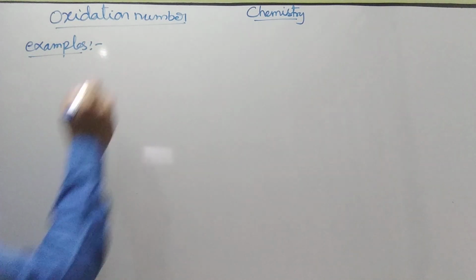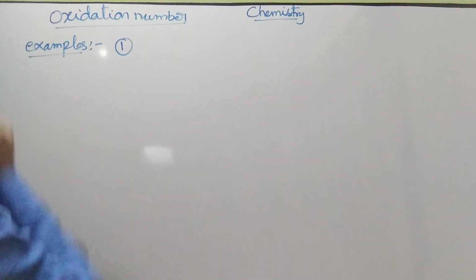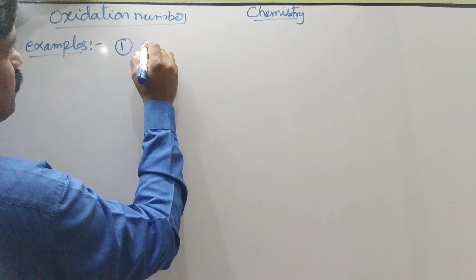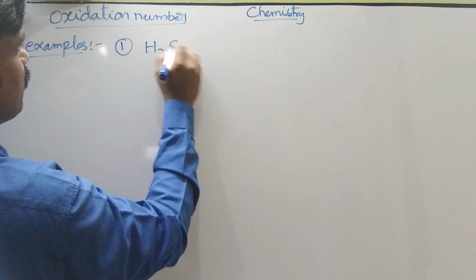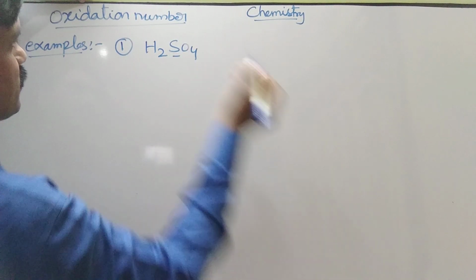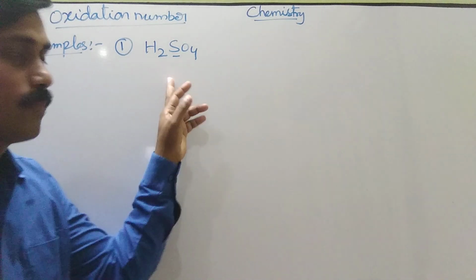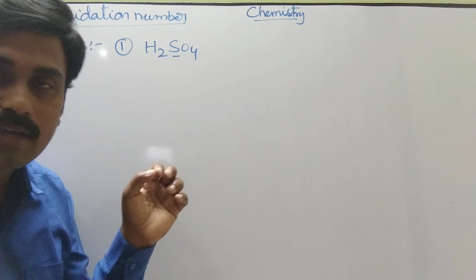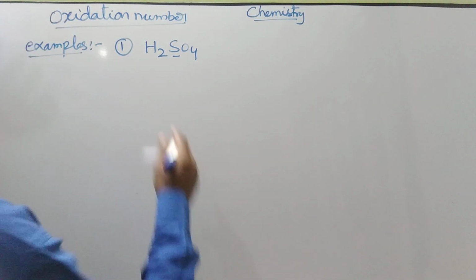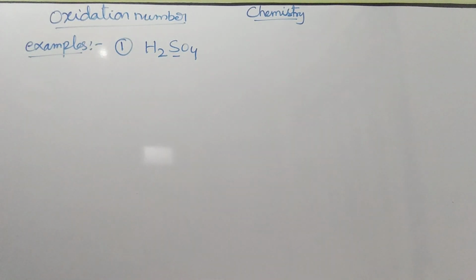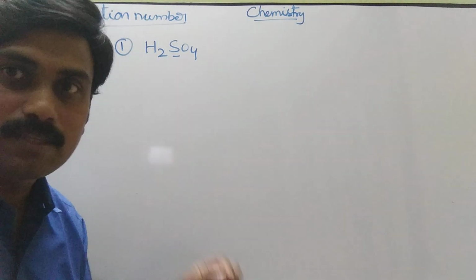Look at an example. First one is sulfuric acid. What is the chemical formula for sulfuric acid? H2SO4. In sulfuric acid, I am underlining sulfur, so we should calculate the oxidation state of sulfur. We know generally hydrogen oxidation state is +1.